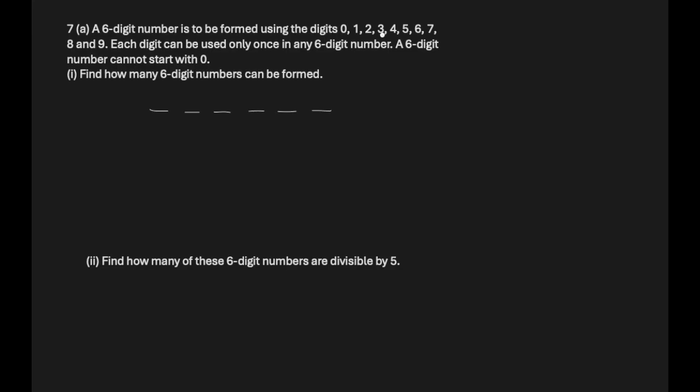1, 2, 3, 4, 5, 6, 7, 8, 9, 10. All of them. Nothing is missing. Sometimes they trick you by skipping some number. Each digit can be used only once in any 6-digit number. A 6-digit number cannot start with 0, of course.